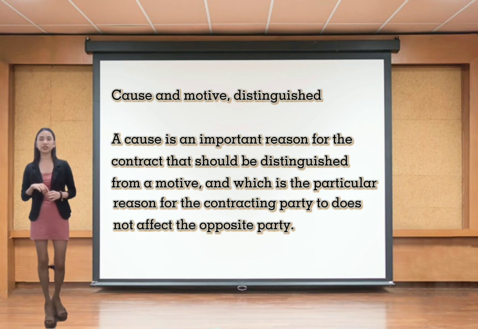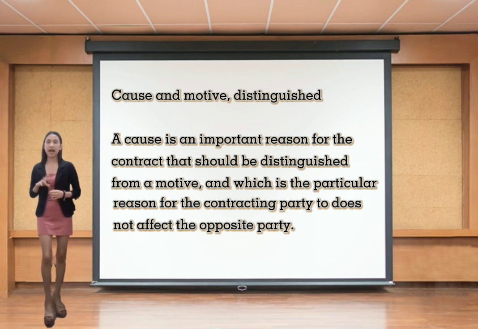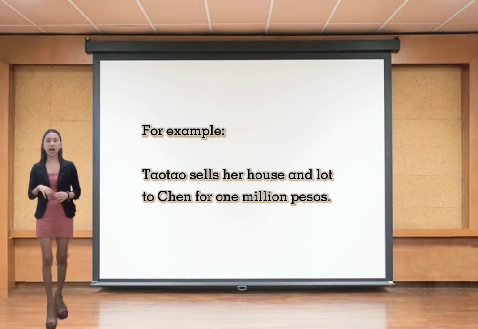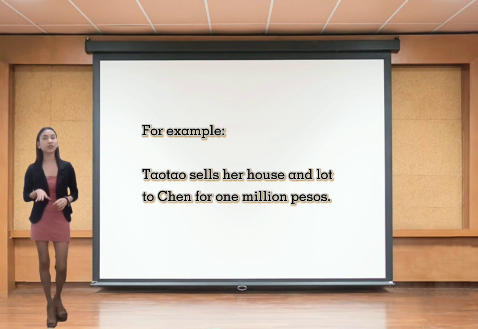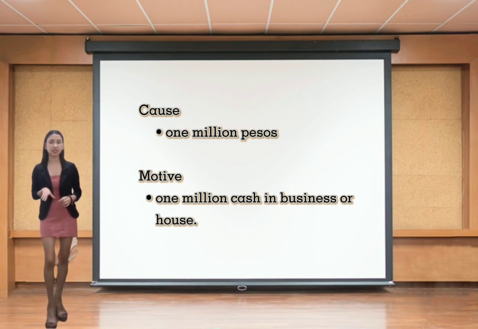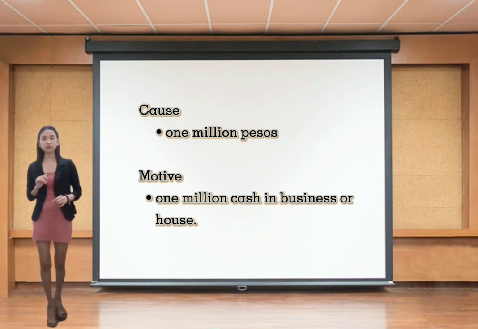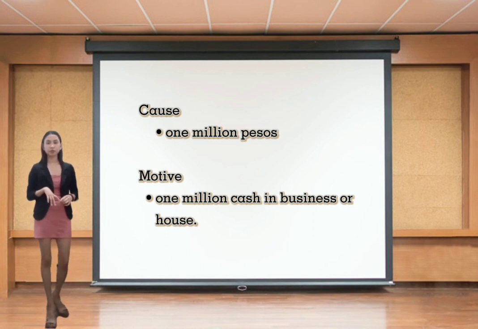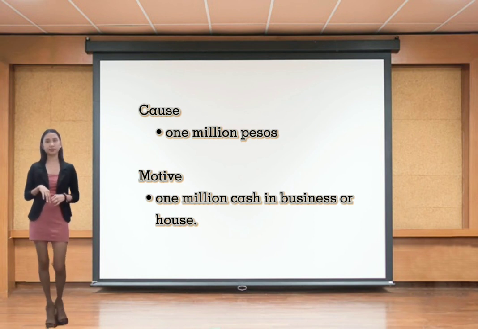Exception. If the motive predetermines the purpose of the contract, motive has been regarded as cause. For example, Tao Tao sells her house and lot to Chen for 1 million pesos. In that example, for Tao Tao, the cause or consideration is the 1 million pesos, and her motive is to use the 1 million cash in business or to buy another house. On the other hand, in this situation, Tao Tao's motive in selling her property is to defraud Jenny, a creditor, so that Jenny may request the rescission of the sale.